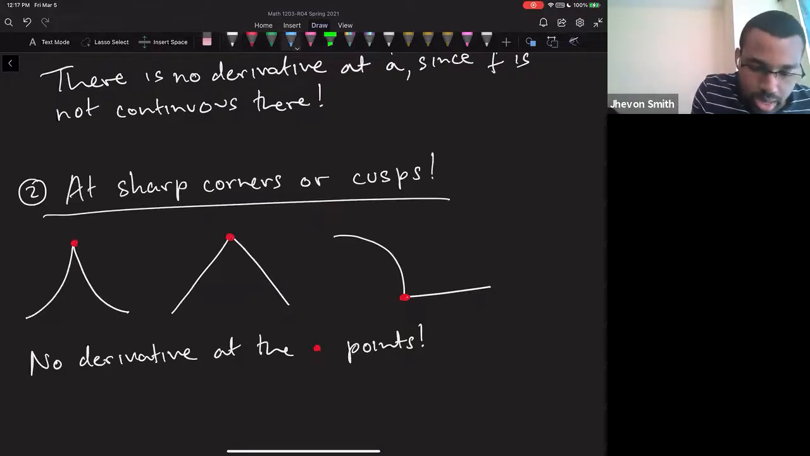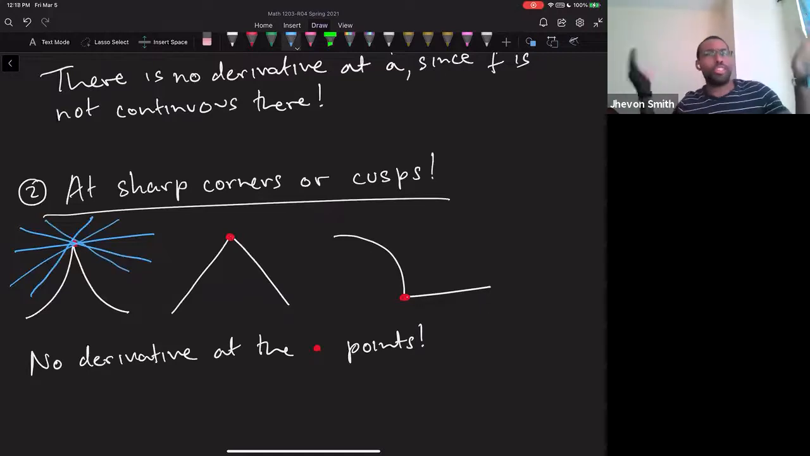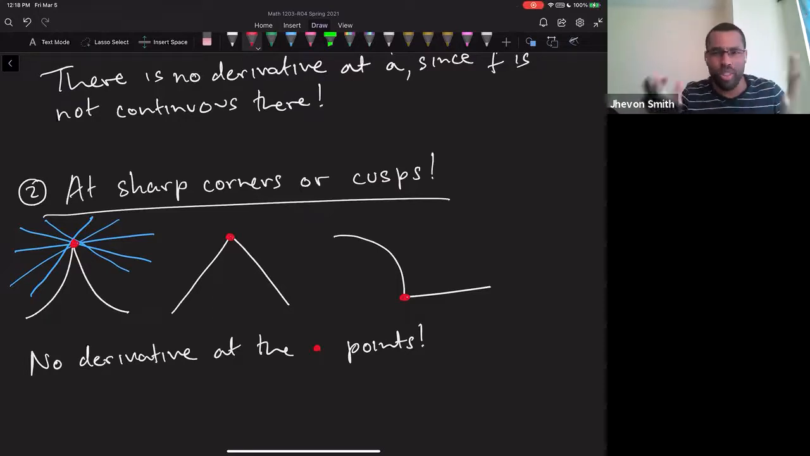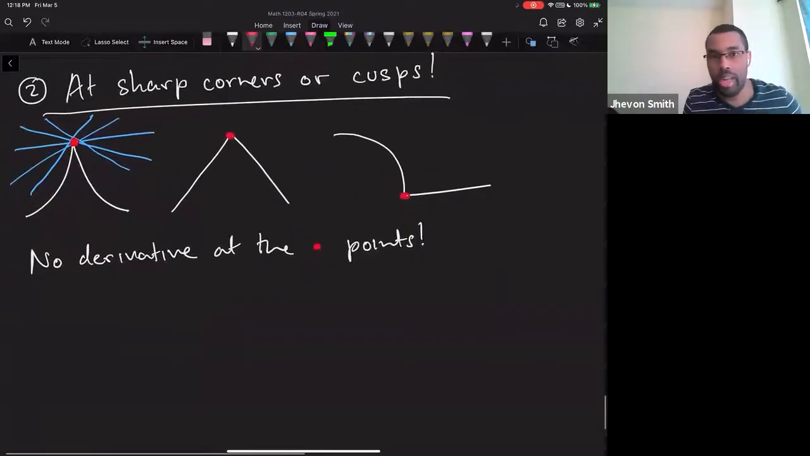There is going to be, in fact, an infinite number of lines that I can draw through that point that approximate it just as well as any other one, because literally the only thing that's there is one point. There's nothing else beside it. There's no defined tangent line. There's no one slope that is going to work, right? So yeah, at sharp corners.